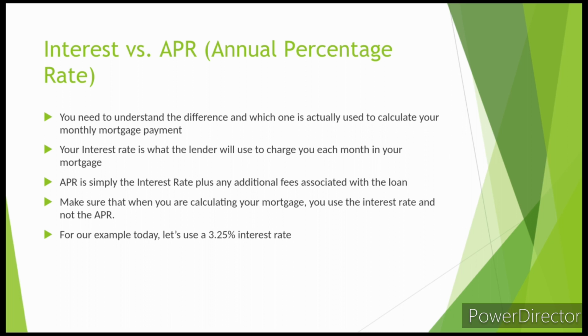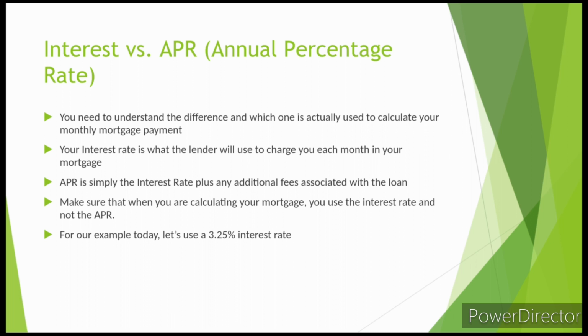So now let's talk about the interest rate versus APR. APR stands for annual percentage rate. Now, you need to understand the difference and which one is actually used to calculate your monthly mortgage payment. Because at closing, you're going to get a lot of paperwork. You're going to feel like you're signing your life away, and you're going to see a lot of different numbers. Well, one of those numbers is going to say APR. The APR is simply your interest rate plus all of the fees associated with the loan. That is not the actual rate that you're going to be charged on a month-by-month basis.